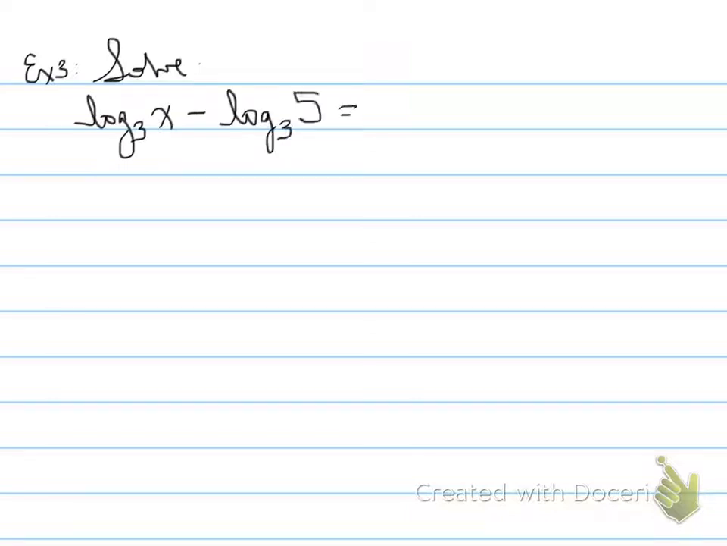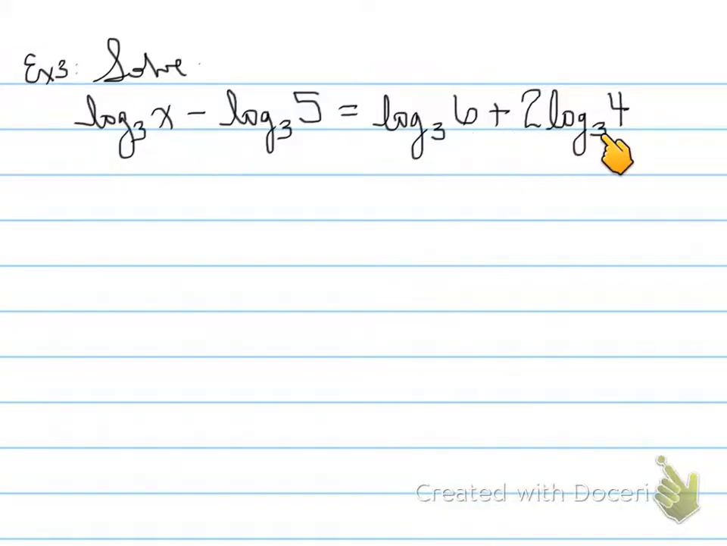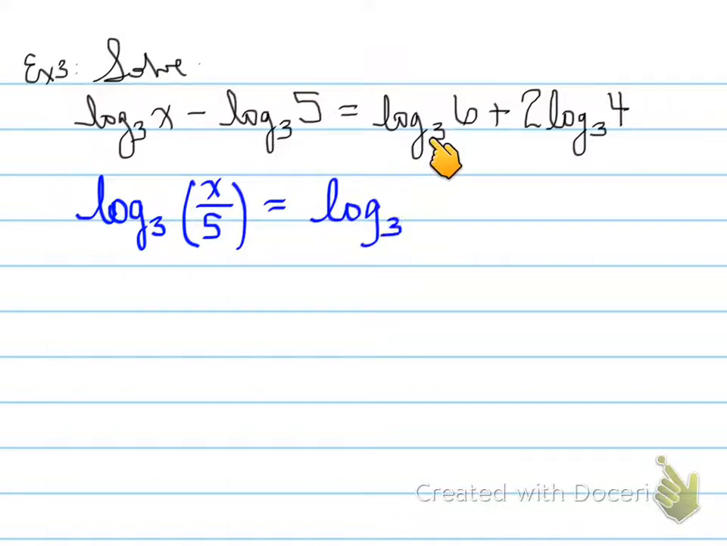Example number 3. Solve log base 3 of x minus log base 3 of 5 is equal to log base 3 of 6 plus 2 log base 3 of 4. Notice here that we have log base 3's all the way across, so that will help us. The difference is that on each side we have more than one log. So how about we try to aim to have a single logarithm, at least on each individual side. So when we do that, we will have log base 3 of x over 5 is equal to log base 3 of 6 times 4 to the power of 2, which is 16.